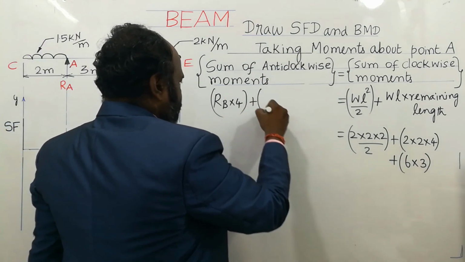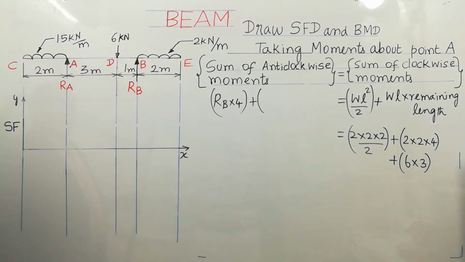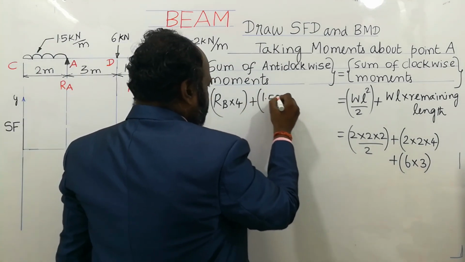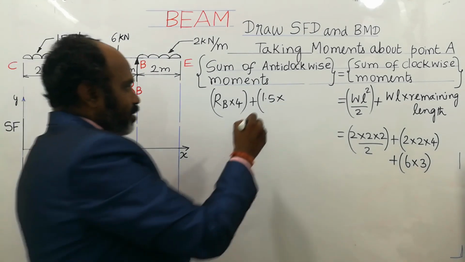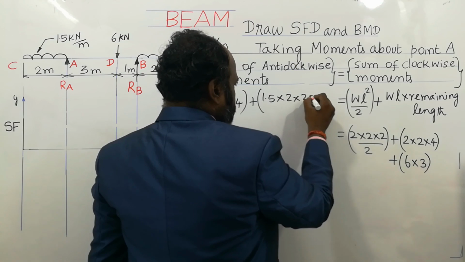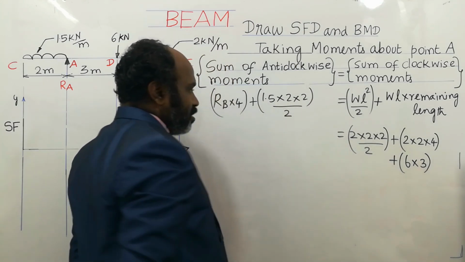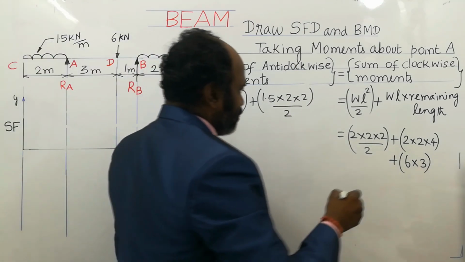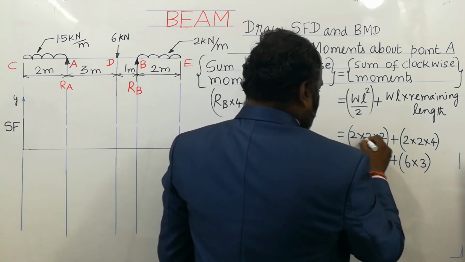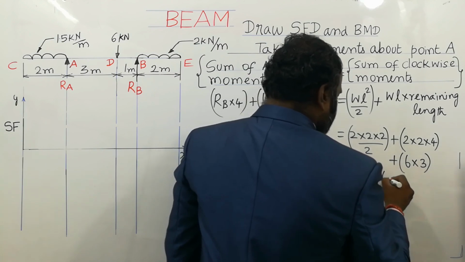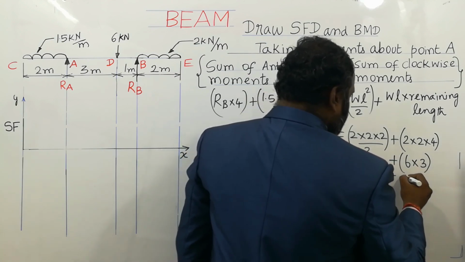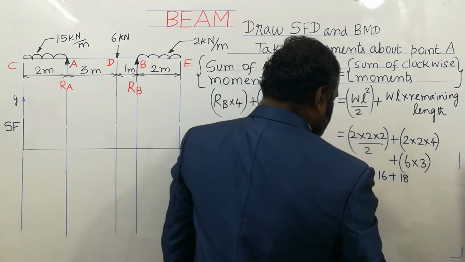As I told earlier, WL square by 2 is the formula we used for the UDL load. So the UDL value is 1.5, and the UDL length is 2 meter, L square. So that is 1.5 into 2 into 2 by 2. Next, on simplification, using a calculator you can calculate this. So 2 into 2 into 2 by 2 will be 4, plus 16, plus 18.